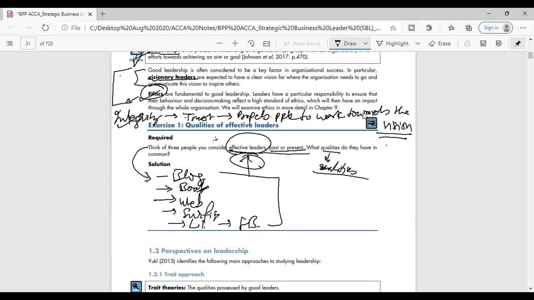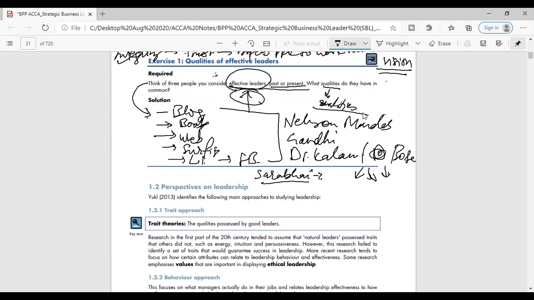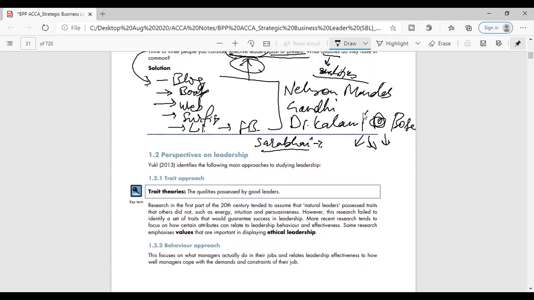Do you want me to give an example? So some people will call Nelson Mandela or Gandhi. Some will talk about Dr. Kalam or Netaji Bose, right? And what were their key characteristics? What was the strength of their personality? Some will even talk about Vikram Sarabhai, like people who established the foundation stone of scientific progress in India. What was their strength? How did they motivate people? How did they inspire people? Those are the traits that you need to talk about.